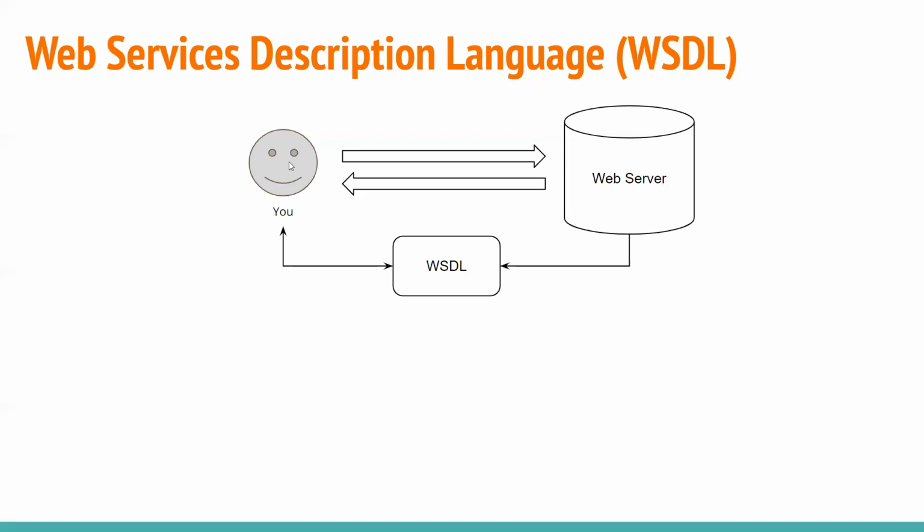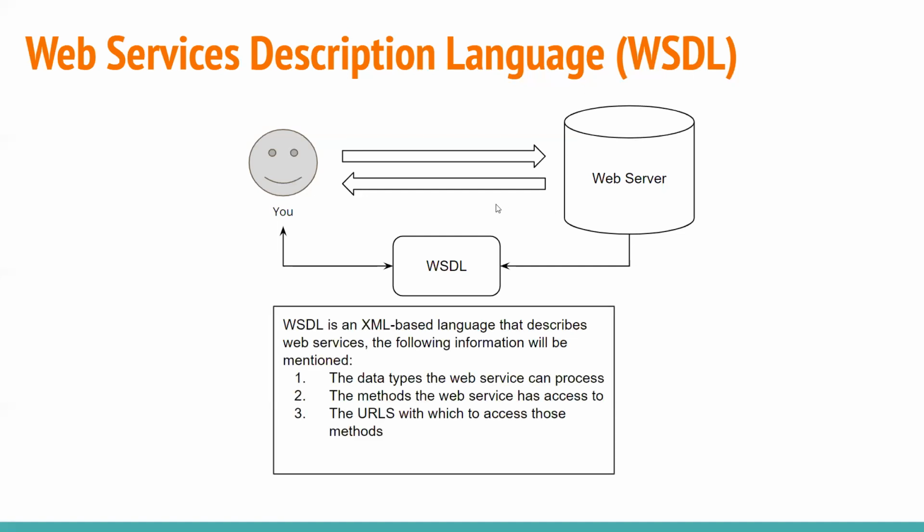That means that you as a person can learn what the web service provides through the WSDL without actually contacting each of the web services. So you can learn what each web service returns, what it expects, how it's structured, what web methods are allowed. The WSDL is also XML based, which means it can also be transferred over HTTP so everyone can understand and access it. What it tells you is the data types that the web service can process, the methods that the web service has access to, and the URLs with which to access those methods.